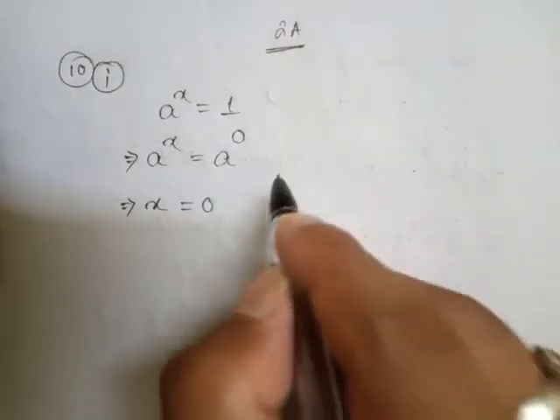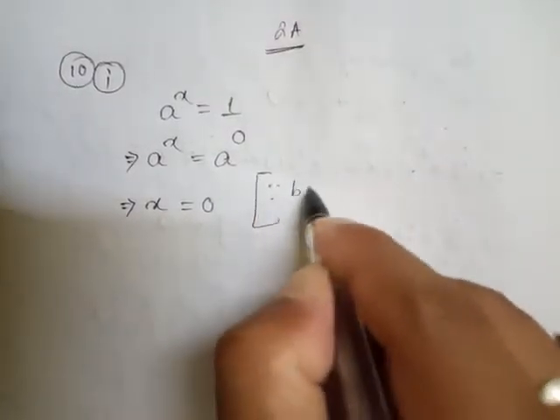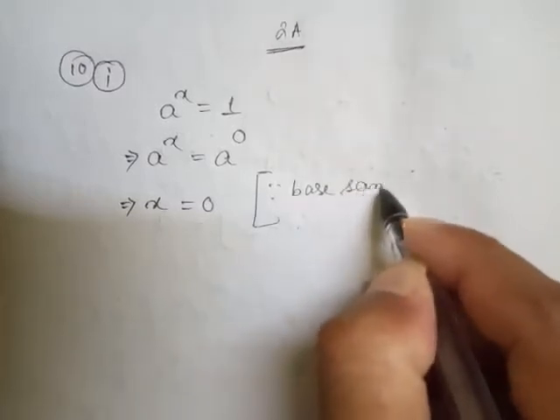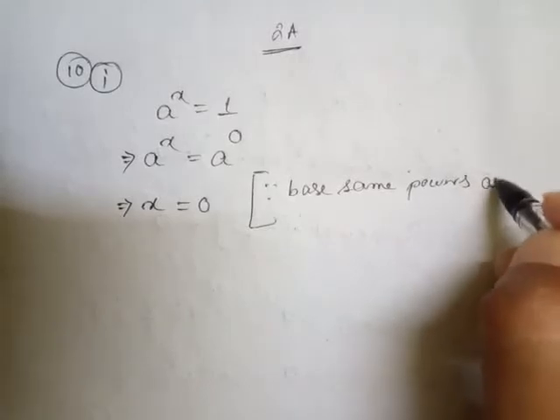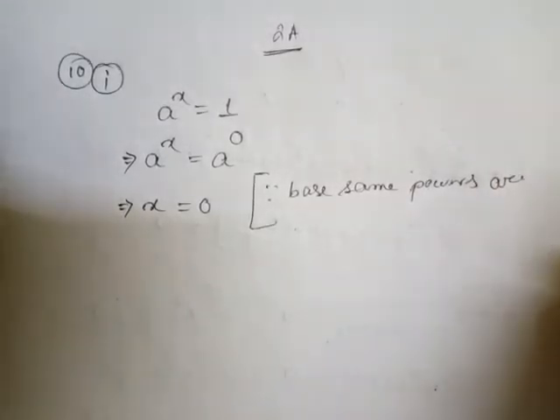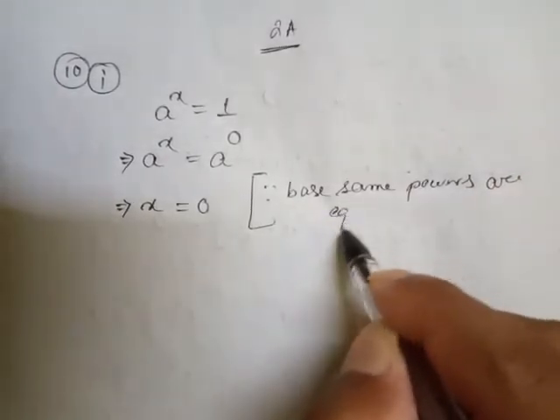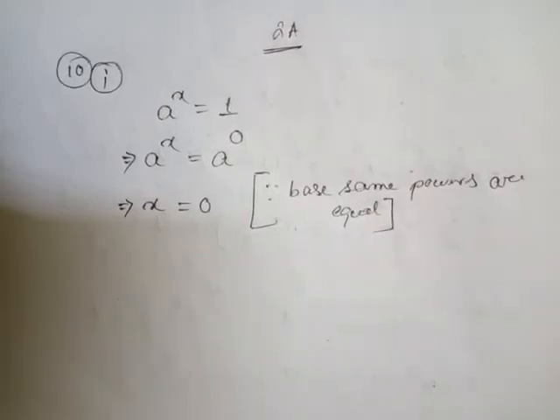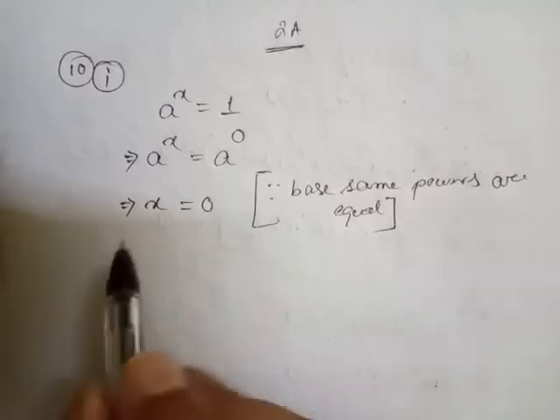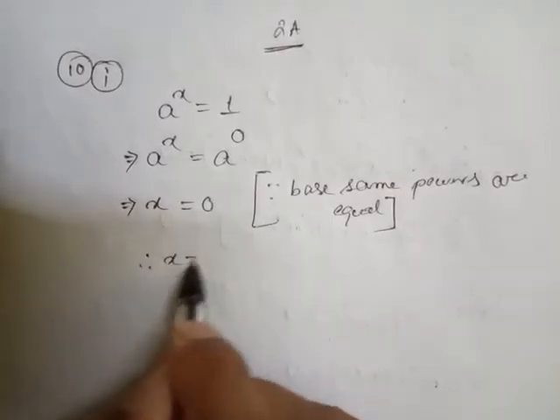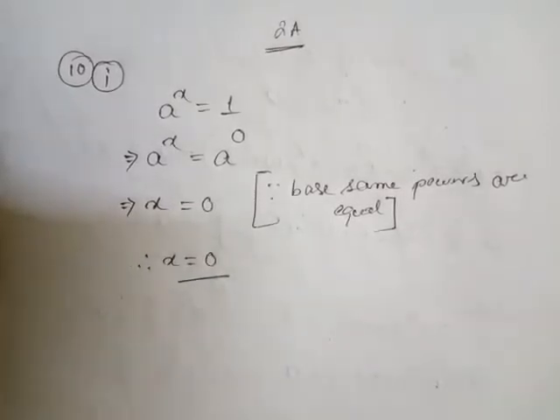And here we'll write that since the base is the same, the powers are equal. Base same, powers are equal, so the first one is over. The answer is x equal to 0, so we can write that here, therefore x equal to 0. The first one is over now. Now look, 10 Roman 2.